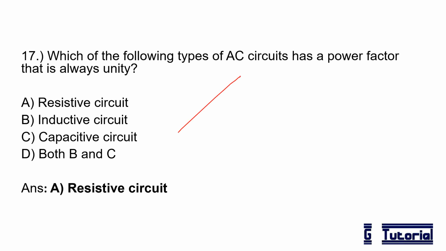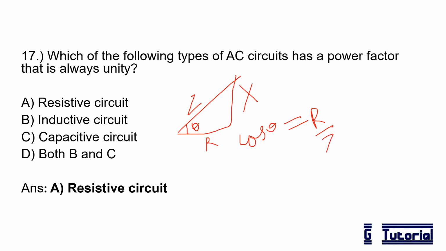We have seen the triangle. Here theta is the angle, this is impedance, this is resistance, and here we represent the reactance. Power factor cos theta is equal to R by Z. For a purely resistive circuit, Z is due to the result of resistance only. So we can write R by root of R square plus 0, which is R itself. So R by R is equal to 1. So for a purely resistive circuit, the power factor is always unity.